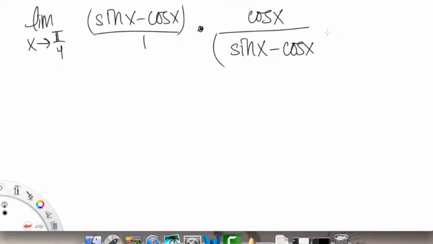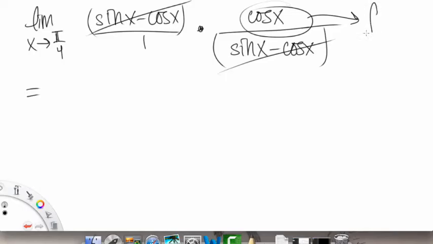And as you'll notice, on both the top and the bottom, we have this quantity of sine x minus cosine x, so we can cancel those out and just pull out this cosine x, okay, which is continuous. This form of f of x is continuous at pi over 4, so we'll rewrite it like this, okay?